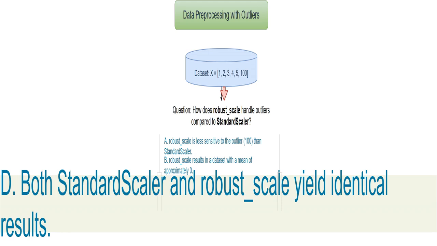Option D claims that both methods will produce the same results. This is incorrect. They use completely different methods. StandardScaler is sensitive to outliers, while RobustScaler is designed to resist their impact. Therefore, their outputs will differ significantly.